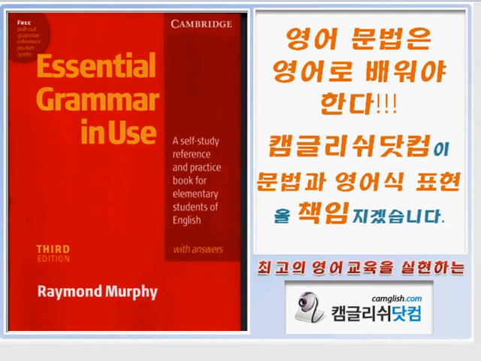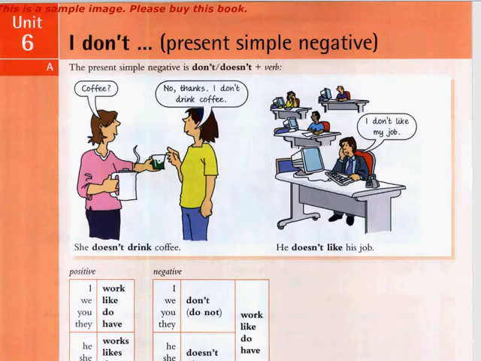Today we will continue our lesson on Unit 6 about the present simple negative tense. Well, before we start with part 2 of this lesson, let us first have a review of what we studied in part 1, okay?